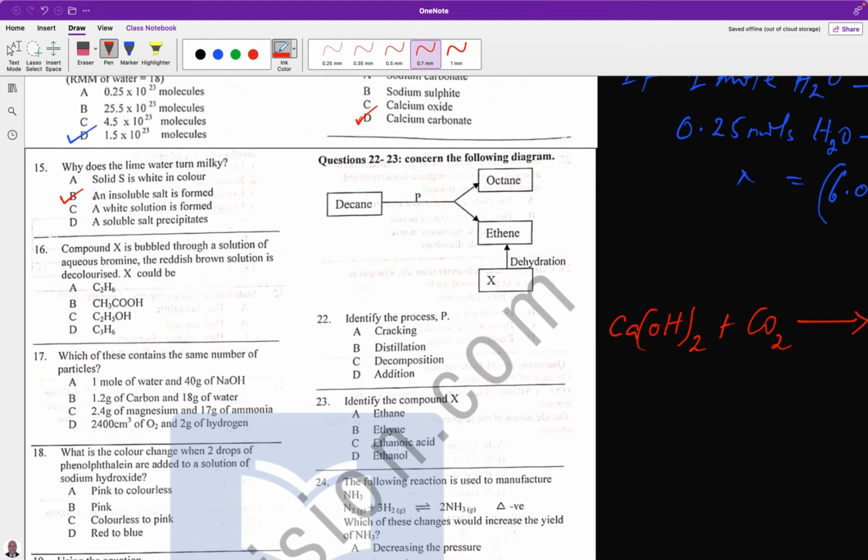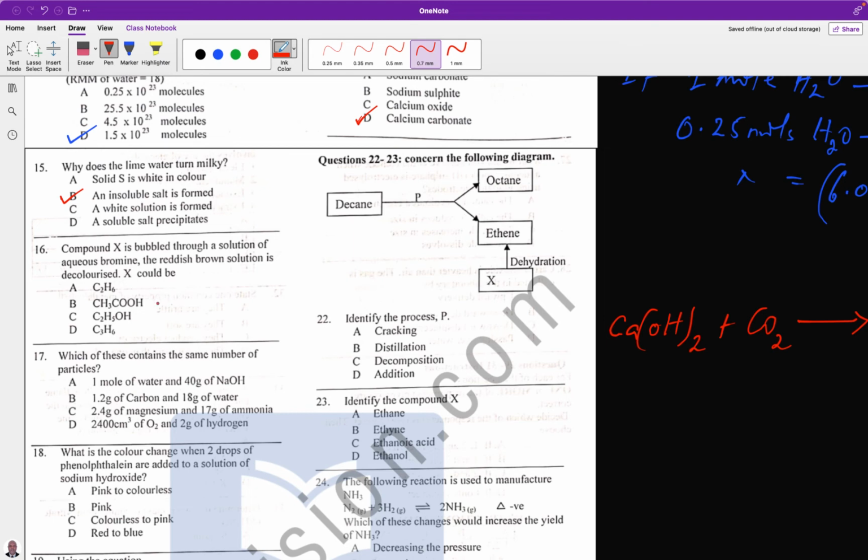Remember that a reddish brown solution is bromine water. Bromine water will decolorize alkene. Bromine water is a test for alkene. Only bromine water will decolorize alkene.